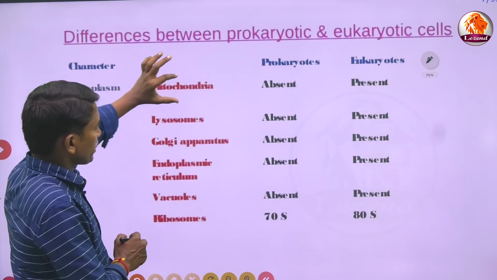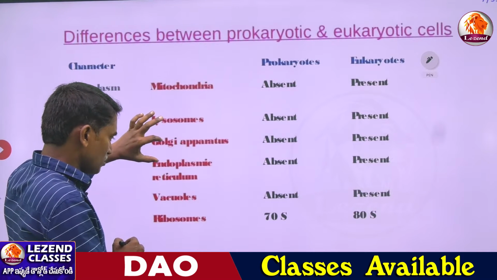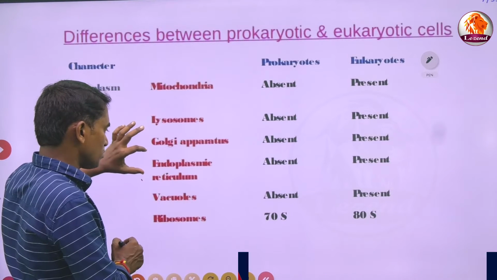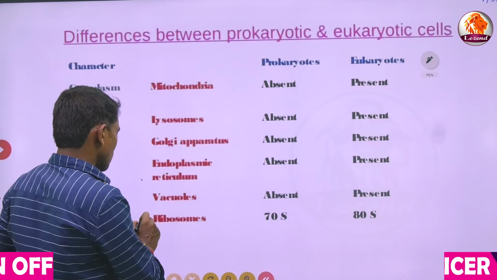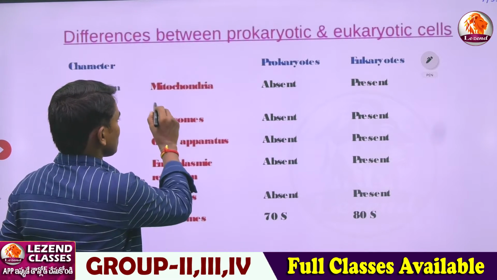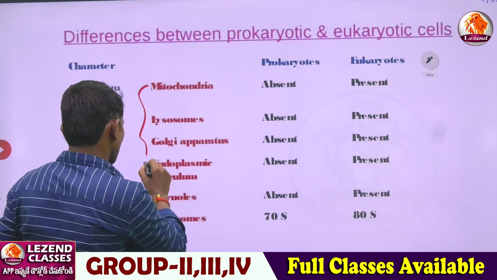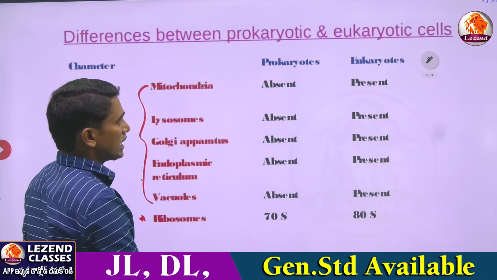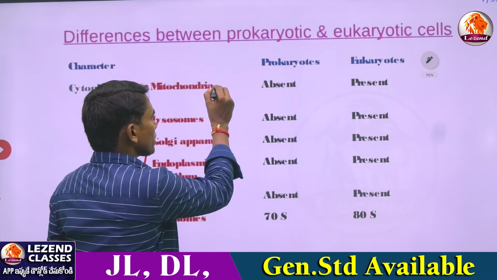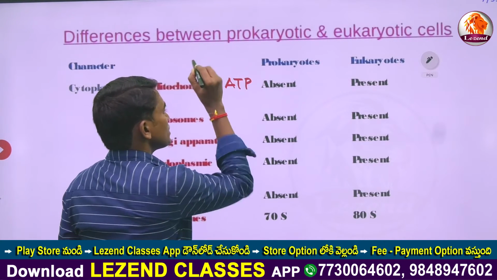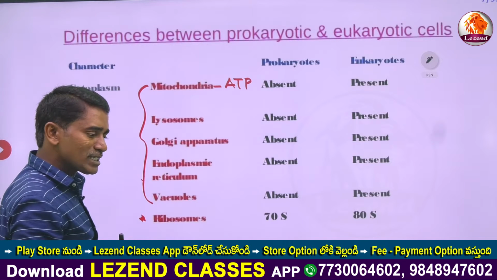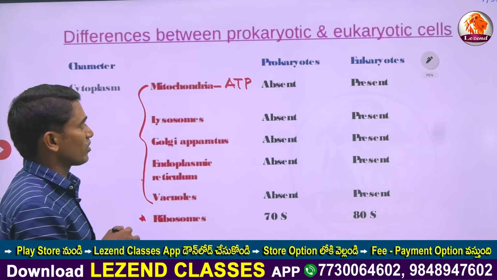So, mitochondria, lysosomes, Golgi complex, endoplasmic reticulum, vacuoles, ribosomes, right? Except ribosomes, all these cell organelles are absent in case of prokaryotic organisms. As I said, mitochondria is involved in ATP synthesis, that is power, that is the energy source for every living organism.